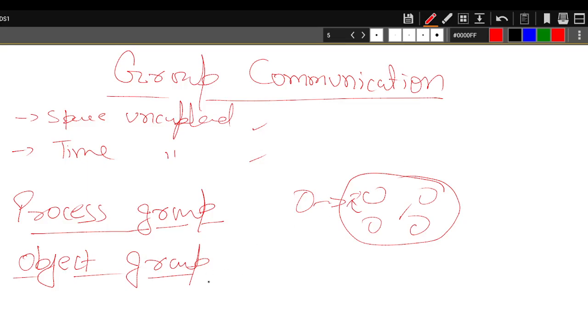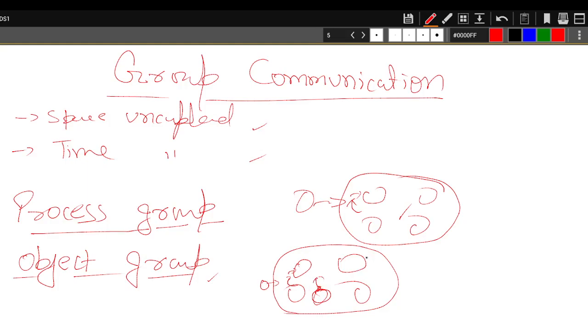Similarly, there will be objects which can form a group. The same thing is there, that there will be a certain method using which they can join the group or leave a group. Accordingly, they can operate on it. Some objects may send a message to all of them. Maybe within this group also, some object can send a message to all of them.